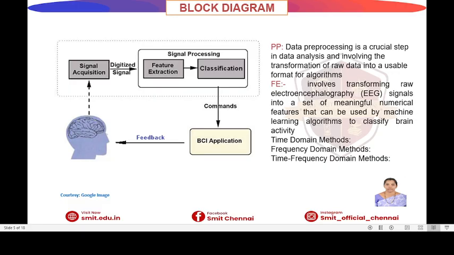Here we have the brain, and we get the brain signal with the help of EEG. This part will take care of signal acquisition. From that we digitize the signal. Here the signal pre-processing consists of feature extraction and classification. With feature extraction, we get the important features from the signal and then we do classification. From that we can give the commands to the BCI applications and then feedback to the brain system.